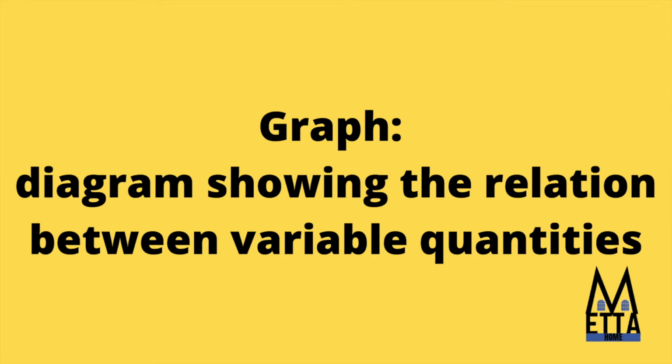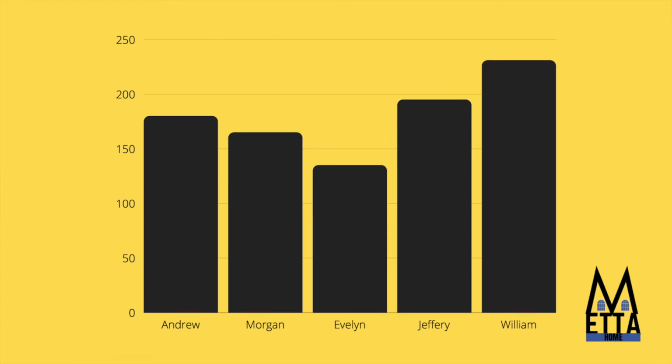One example of a graph is a bar graph. As the name tells you, a bar graph is a graph made up of bars. Here's an example. As you can see, there are 5 bars, and under each bar, there is a name written. Then, what does each bar represent? Yes, each bar represents the height of each student.